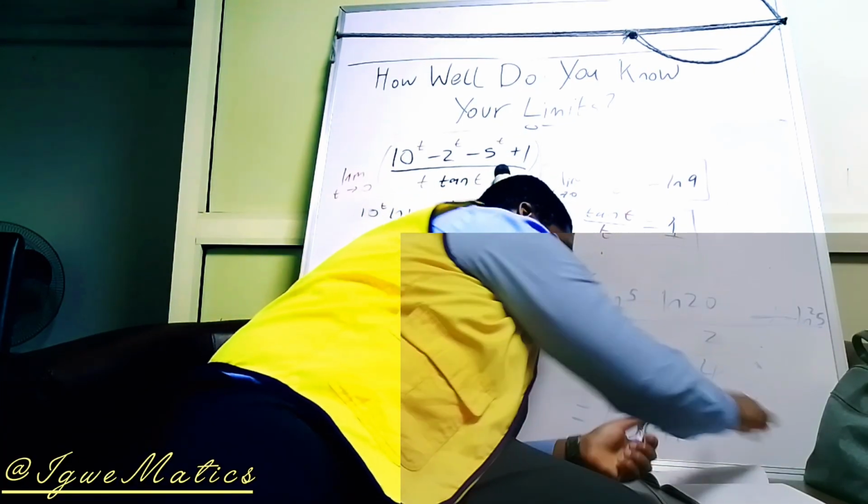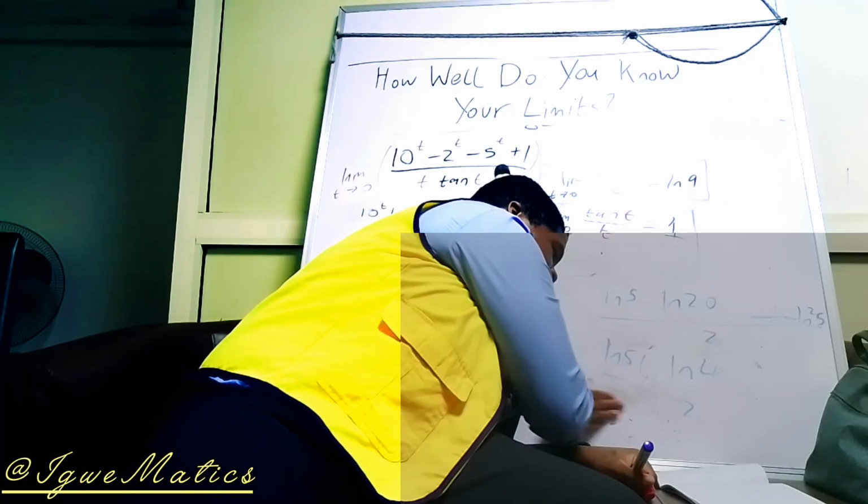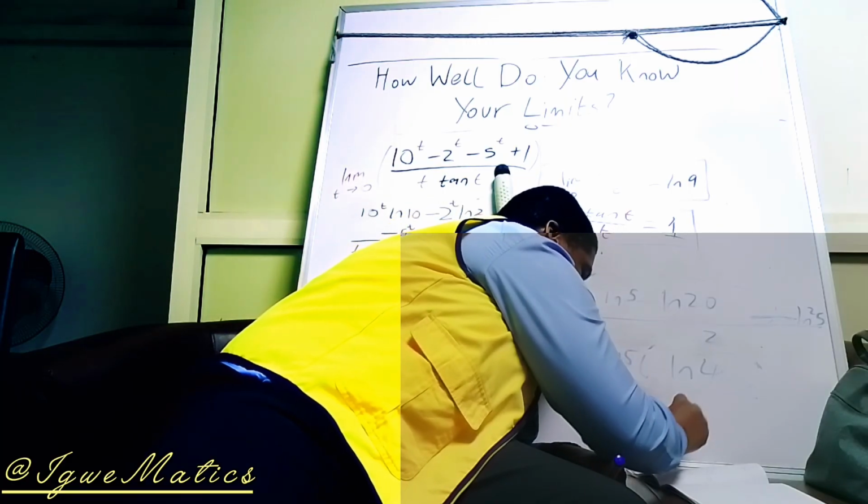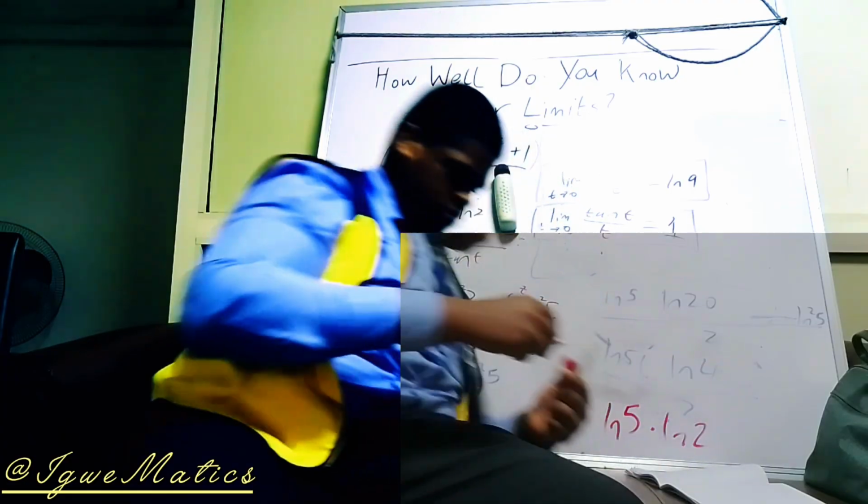Let me write that in red marker just in case the camera is not capturing the blue marker, so that my work will not be wasted. ln 5 times ln 2.